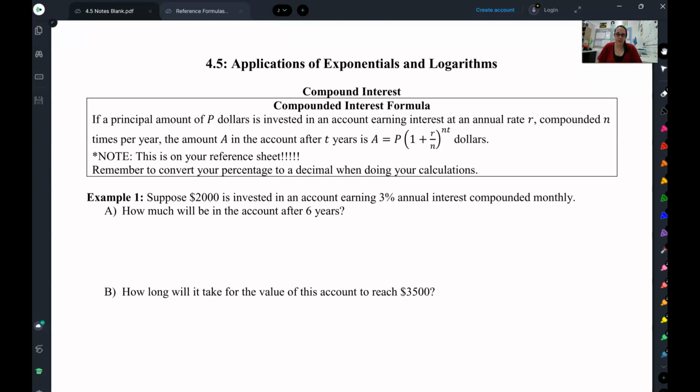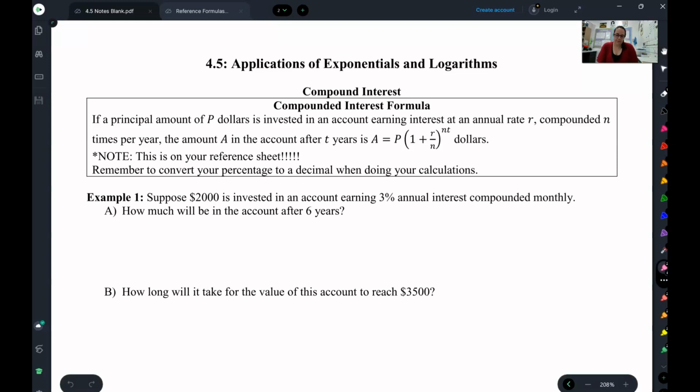Welcome to lesson 4.5. In this lesson, we're basically going to do a lot of different story problems using exponentials and all the logarithms and all the things we've learned so far in chapter 4. Now, to start off, we're going to have a bunch of equations in this chapter. But the good news is you do not need to memorize the equations for this lesson.